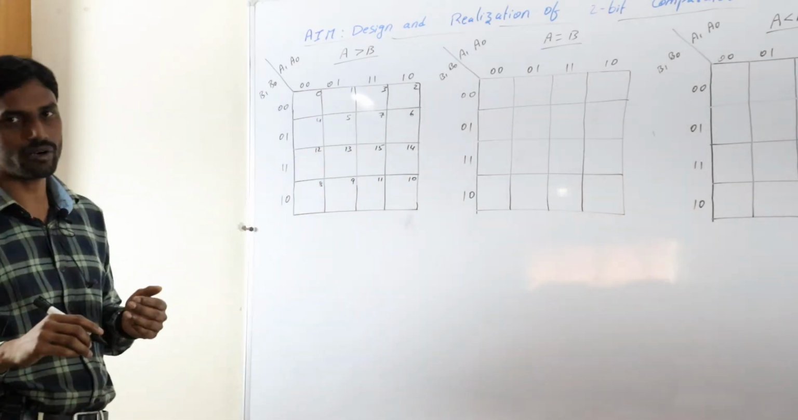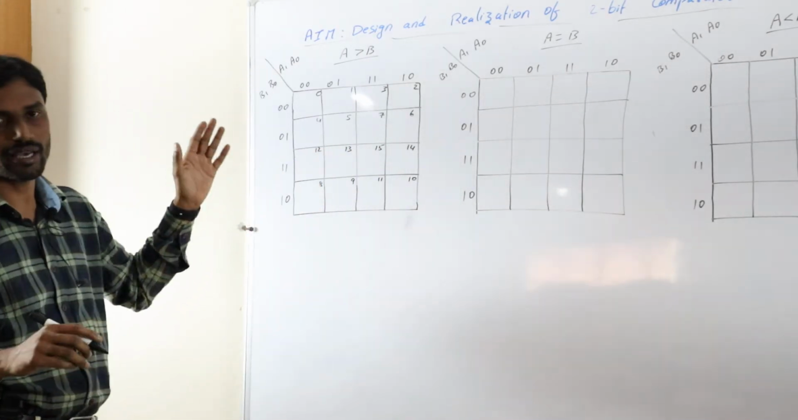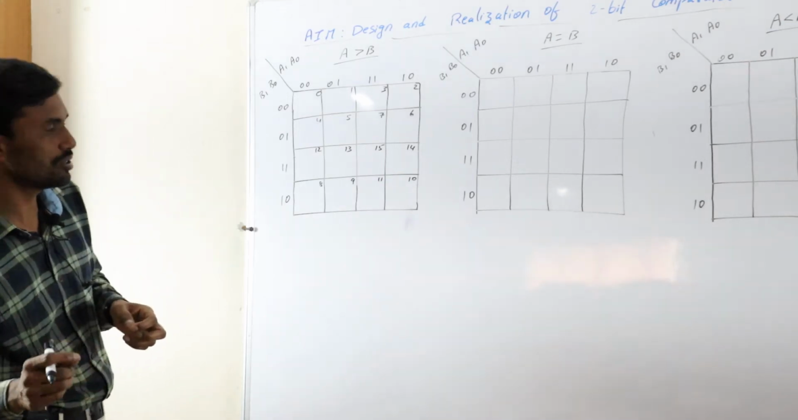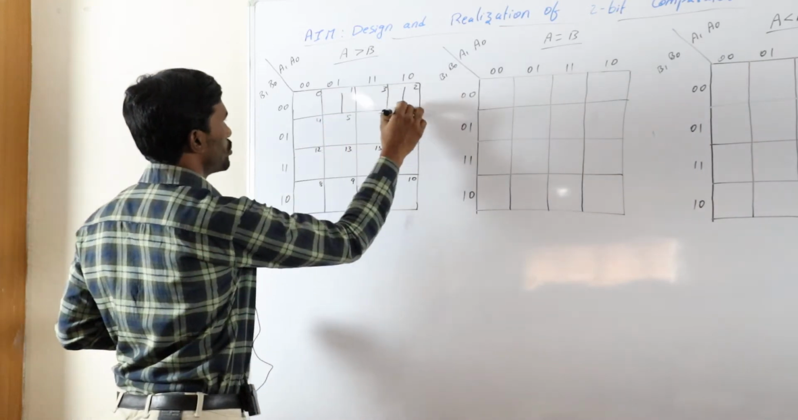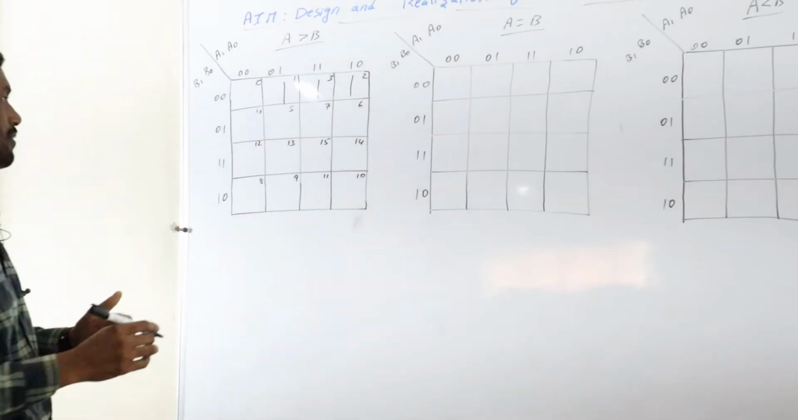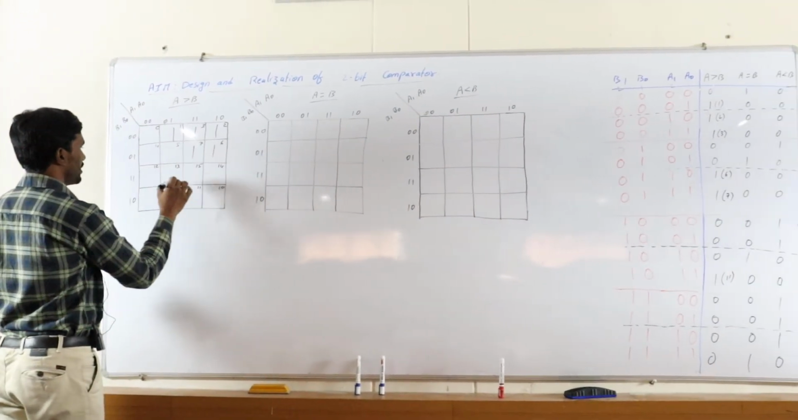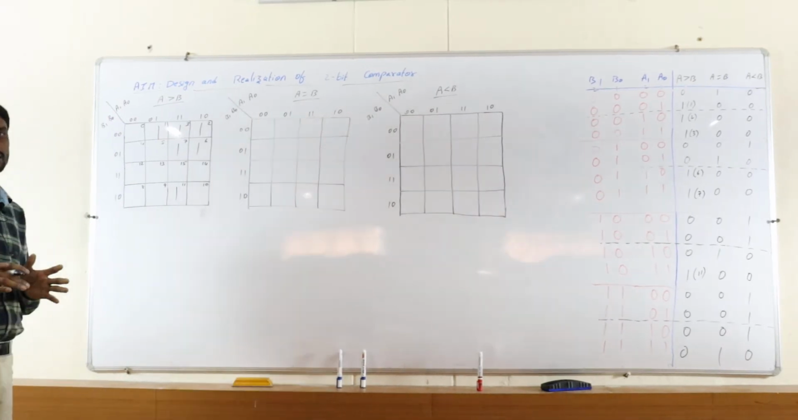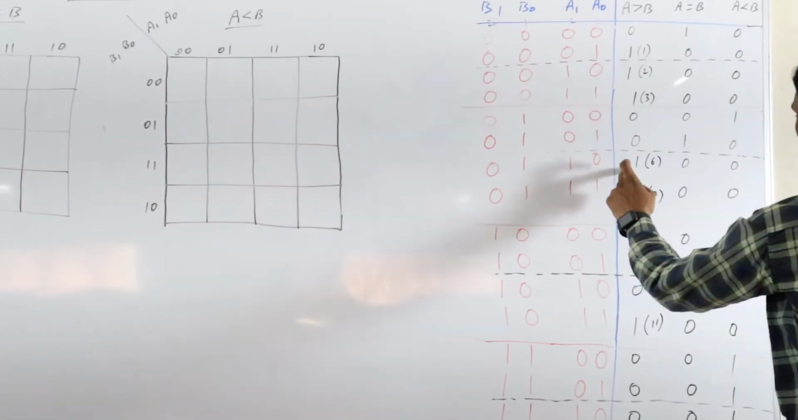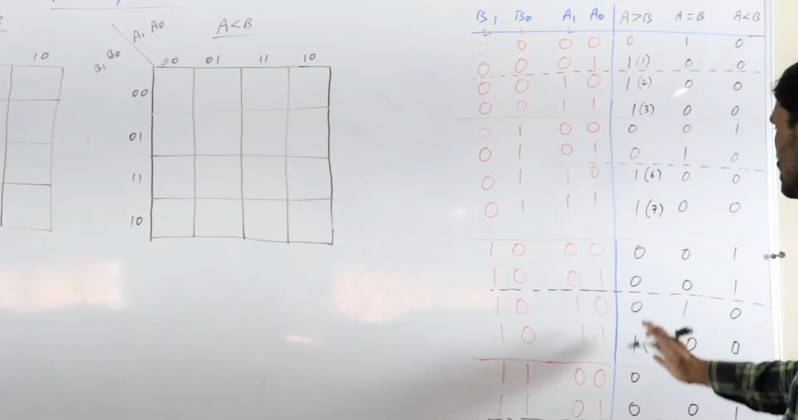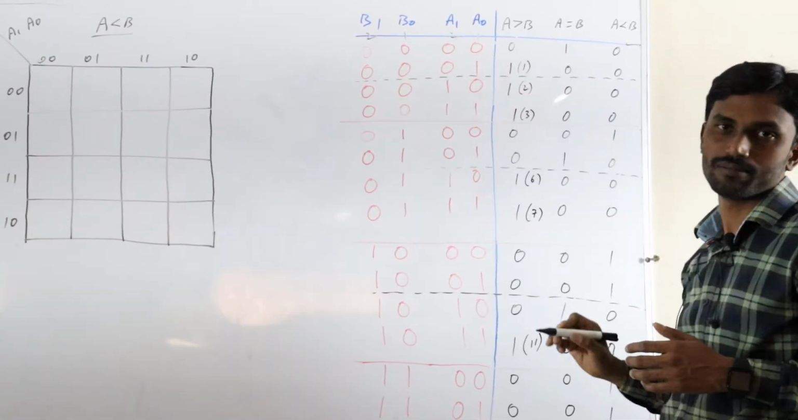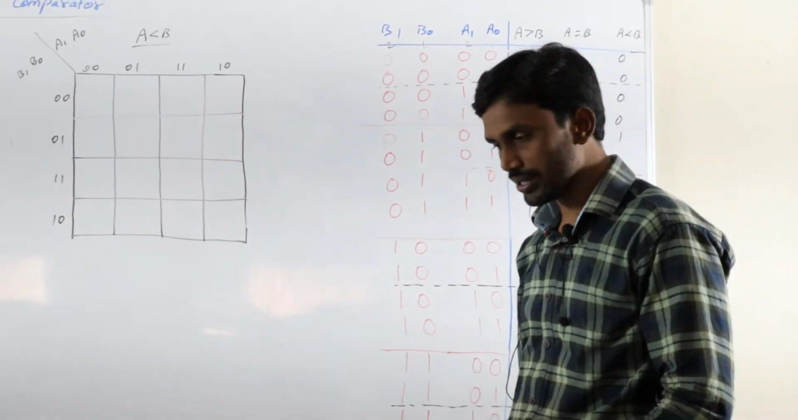So we have noted down already A greater than B, the cells where it is 1: 1, 2, 3 and 6, 7, 11. So these are the 6 cells, once you check again: 1, 2, 3, 4, 5, 6. These are the 6 cells where you got A greater than B equal to 1. Now apply the K-map. What are the steps for the K-map?